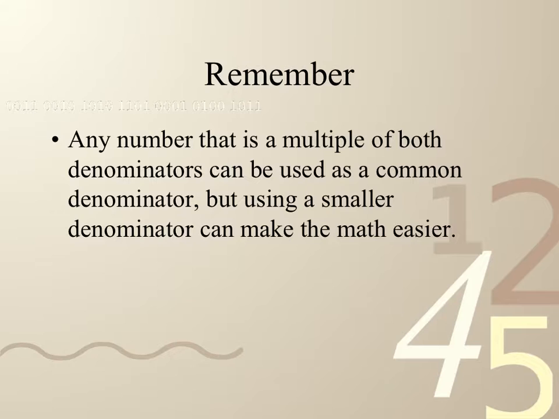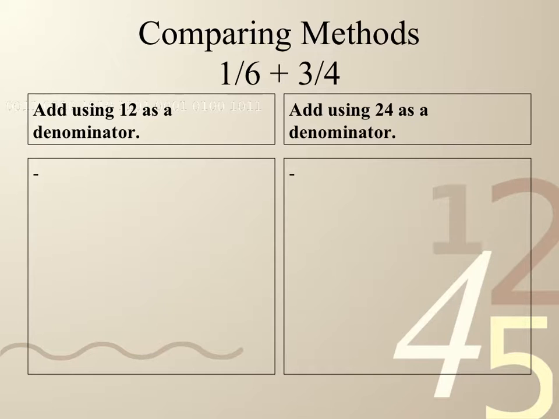Remember, any number that is a multiple of both denominators can be used as a common denominator, but using a smaller denominator can make the math easier. Here's an example. We're going to add 1/6 plus 3/4. If I have the fractions 1/6 and 3/4, I'm going to start off by asking the first question. Does 4 go into 6 evenly? No, it does not.